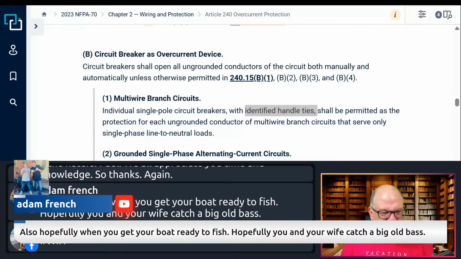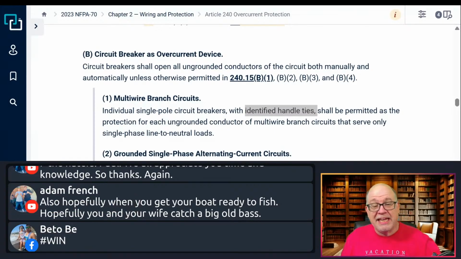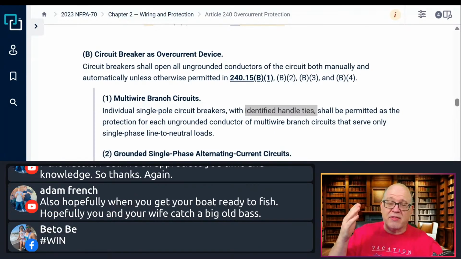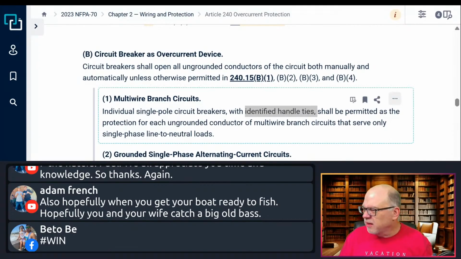Hopefully when you get your boat ready, you and your wife can catch some big ones. Absolutely, we are planning it. We know there's some big ones out there in Lake Anna. That's where we go fishing. Lake Anna, anybody know where that is? It's a power plant lake here in Virginia, and we love going there. That's where we used to go before we went to Texas.